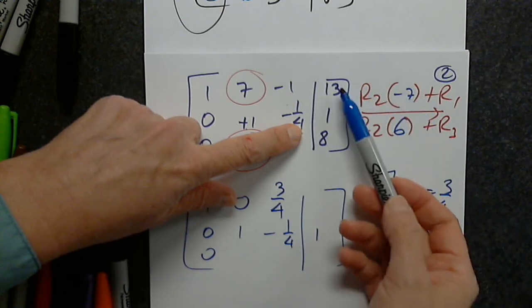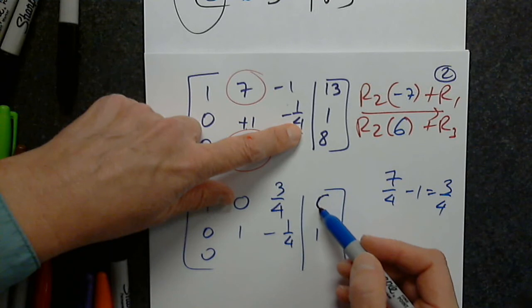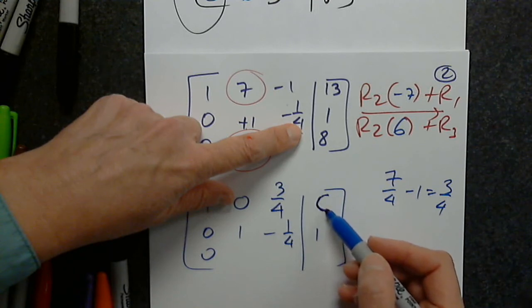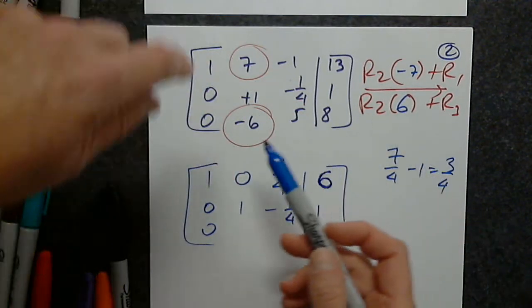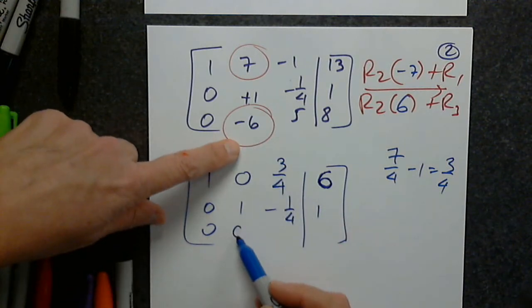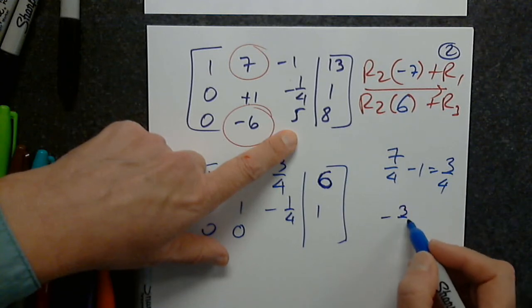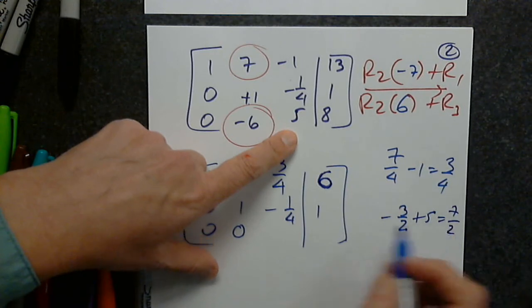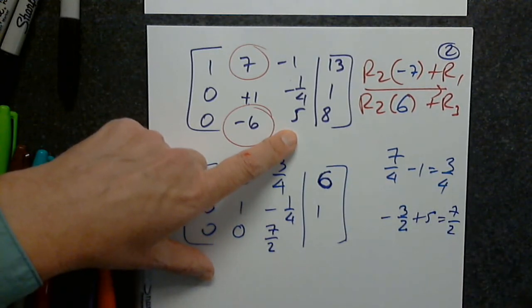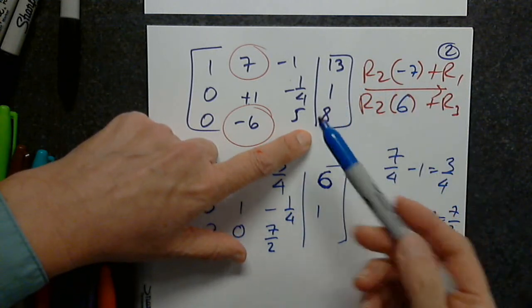1 times negative 7 plus 13. No, 6. 1 times 6 minus 6. Negative 1/4 times 6 is negative 3/2, and now plus 5 is 7/2. 1 times 6 is 6 plus 8, 14.